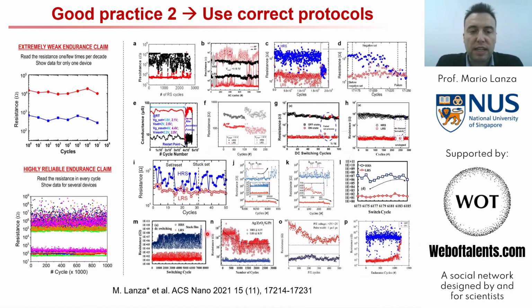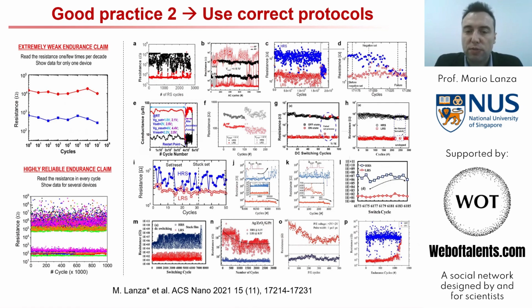But why is using this kind of figure of merit not possible? Well, when we apply pulses, it could happen that if the pulse is too large, it can damage the device, and if it is too short, the device does not switch. And this can happen in one cycle and not in the following one.